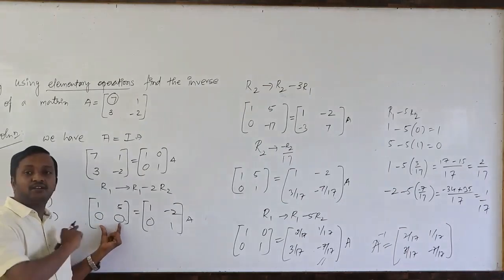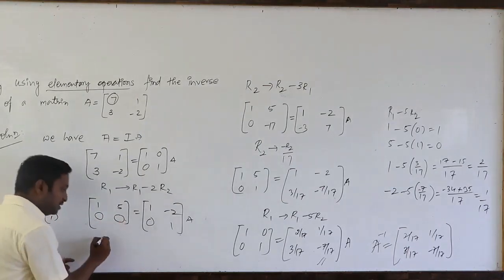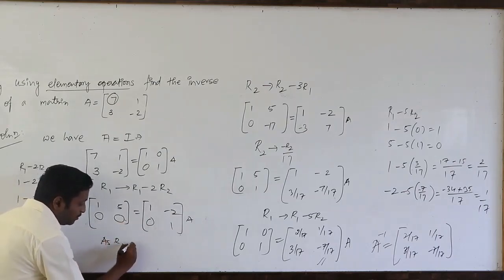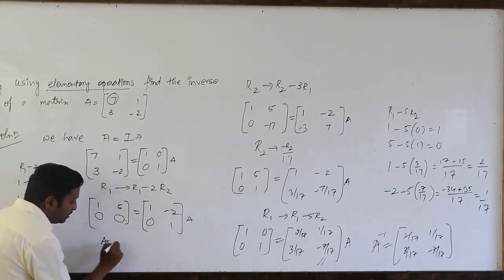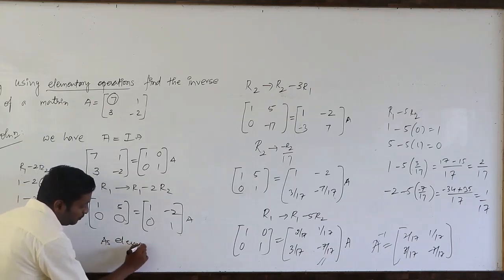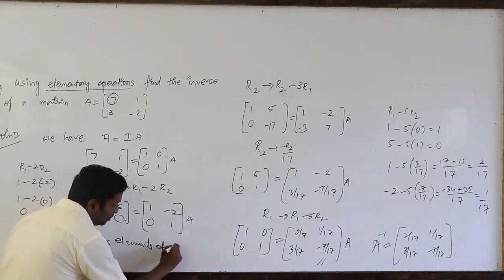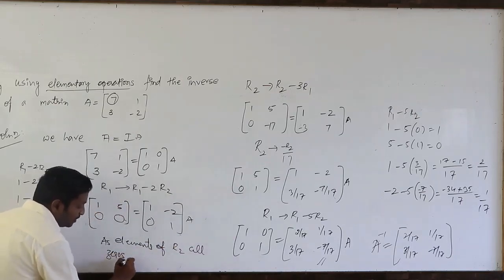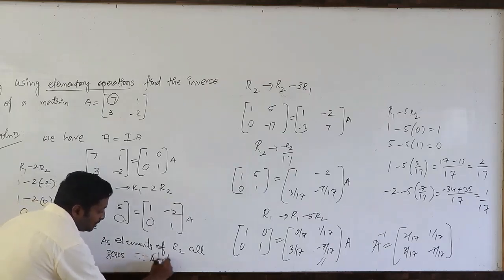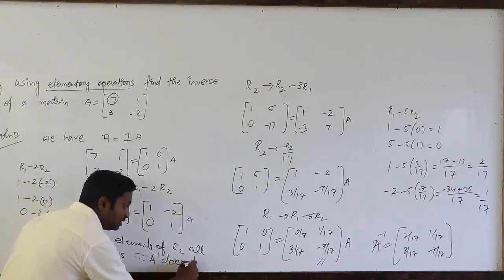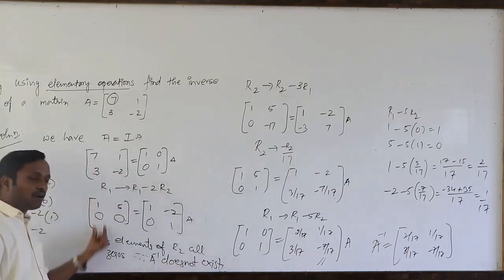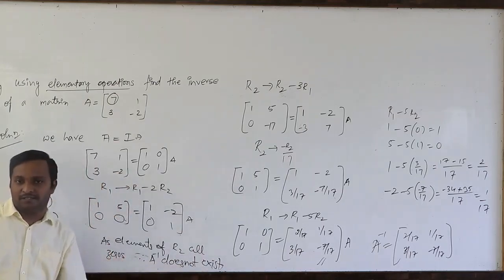If an entire row becomes 0, then stop there, as the elements of R2 are zeros. Therefore, A inverse does not exist. You have to write like this: A inverse, it is not there. You can't find the A inverse. Okay? If the entire column becomes 0 also, you can write like this.